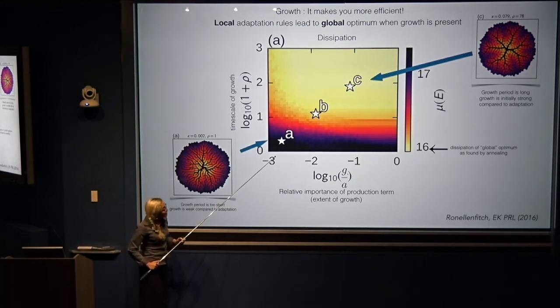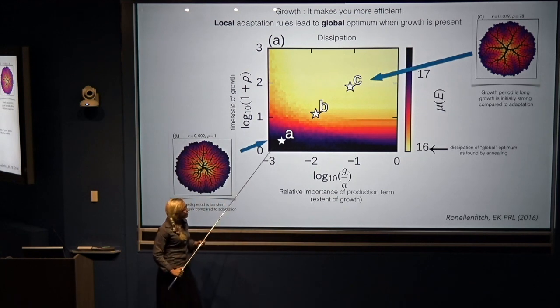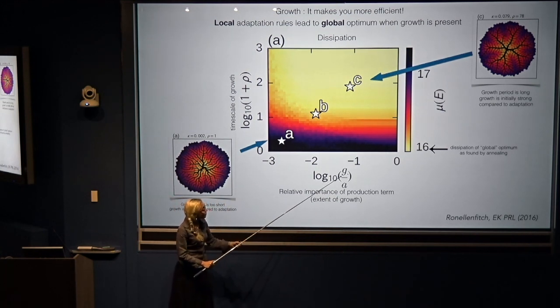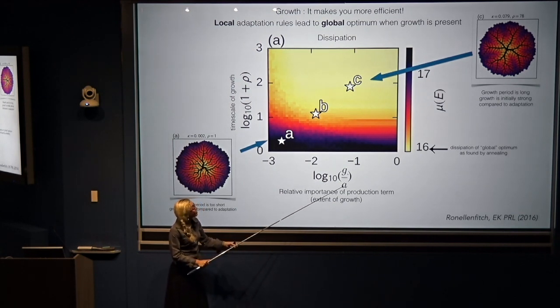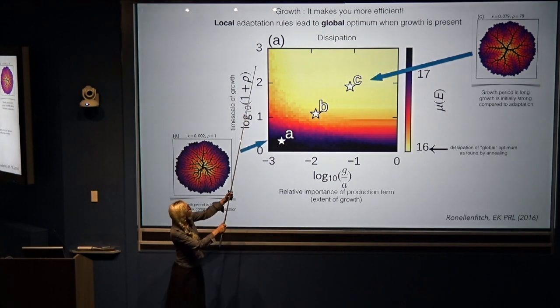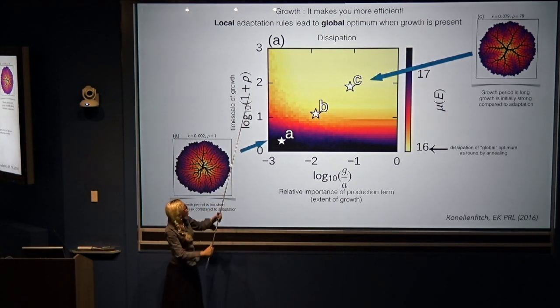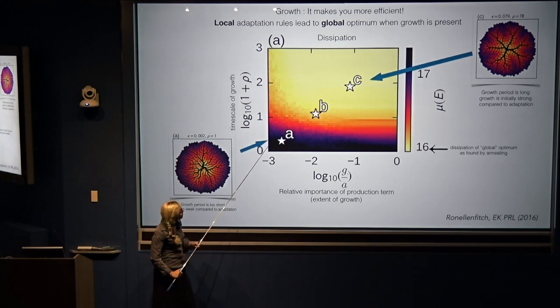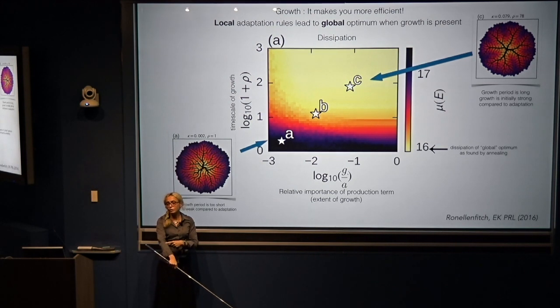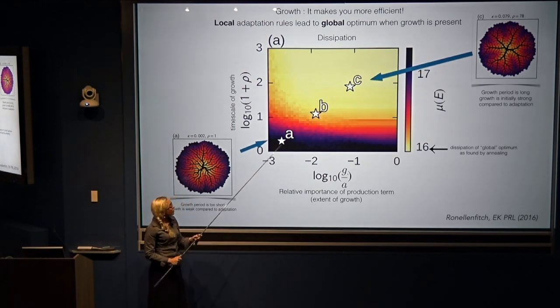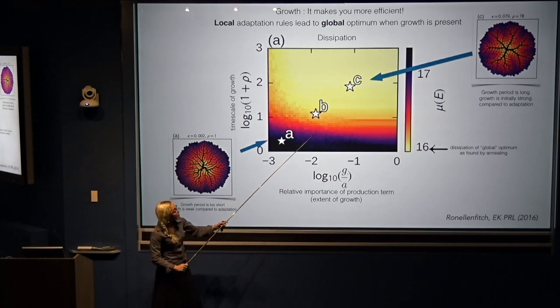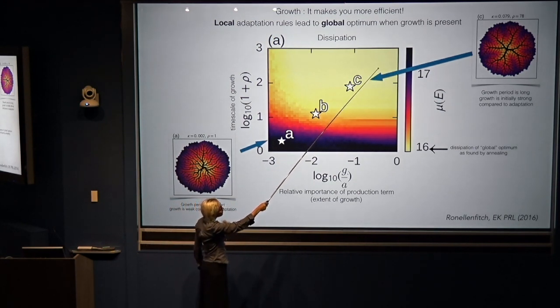So here, on this axis, is the relative importance of the constant production term. It's basically how important this G term is in comparison to the adaptation term. And here is how fast the adaptation is coming. So if on this diagram you're right here, you're not really growing. This is the process that would happen in your tissue if you got an injury and you're remodeling, or if you started exercising and you needed more oxygen and you were remodeling your tissue. Here is the moral equivalent of embryonic development.